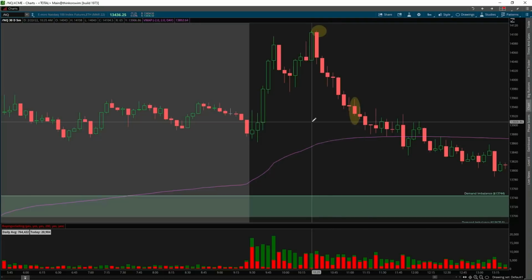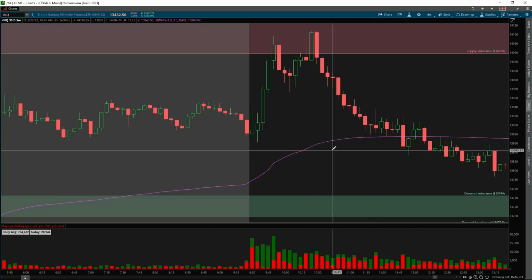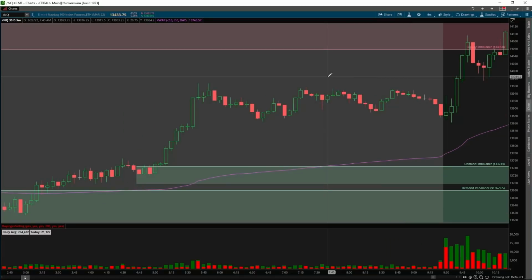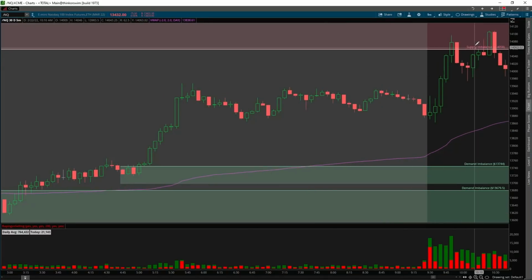So supply and demand gives me structure. It gives me areas that I'm looking to be a participant at. And it says, okay, look, the market's rallying inside of supply. This could be an important turning point that the market may have a hard time getting above.